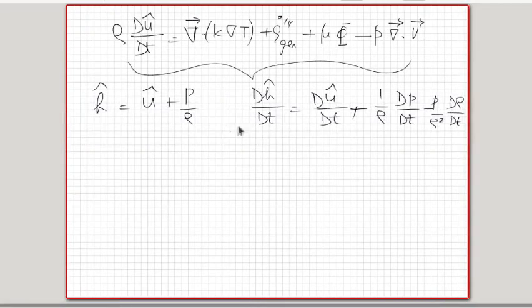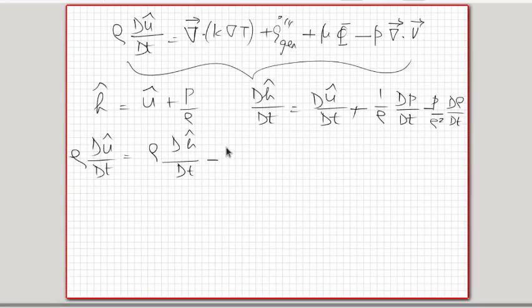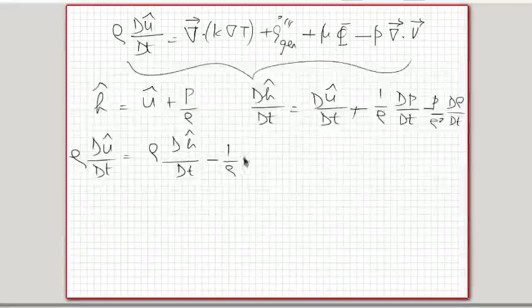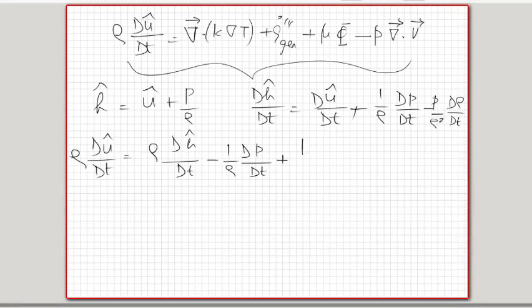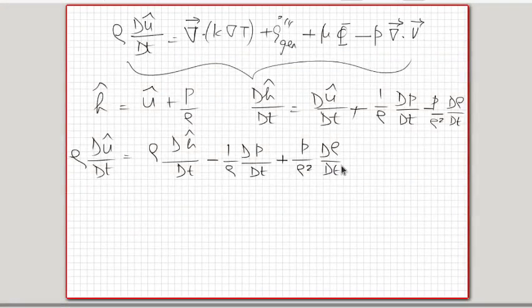Okay, so if I substitute for dU/dt, then the left hand side, rho dU/dt, would be equal to rho dH/dt. And the other terms will come here: the minus 1 by rho dP/dt plus P by rho squared d rho/dt. Right, so this is what you would get, and on the right hand side you get this.